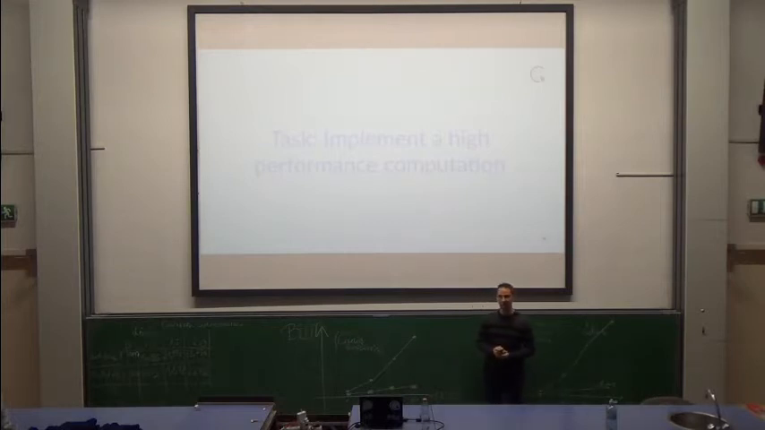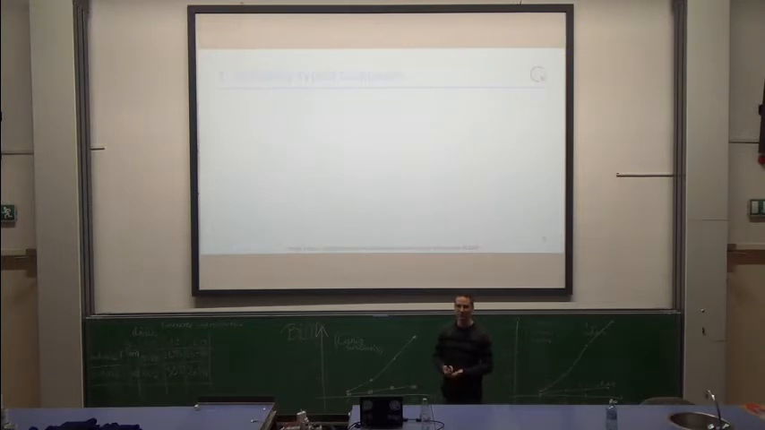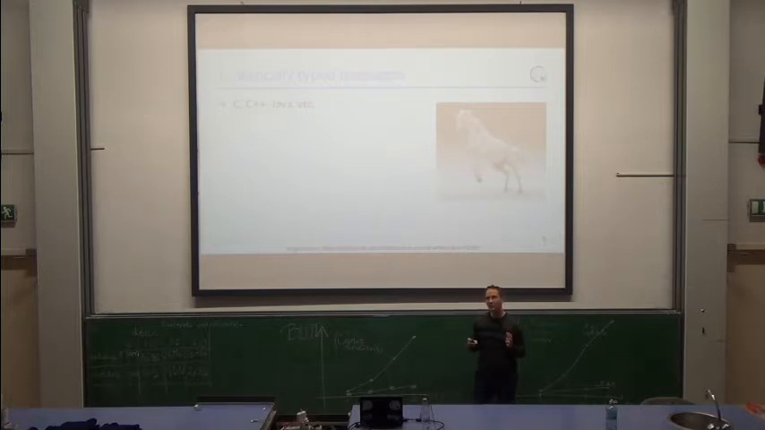Imagine that you have a task, and your task is that you need to implement a computation, and it's important for your computation to have a high performance. What do you do? The first thing that you can do is to choose a statically typed language, because these languages are fast, so like C, C++, or Java. These languages are like a horse, because you have to put in some effort to explain it to go from A to B, but once you have done that, they are really fast.